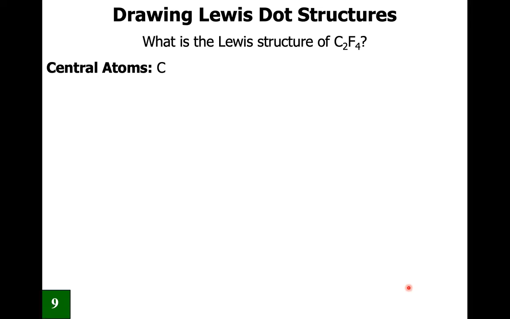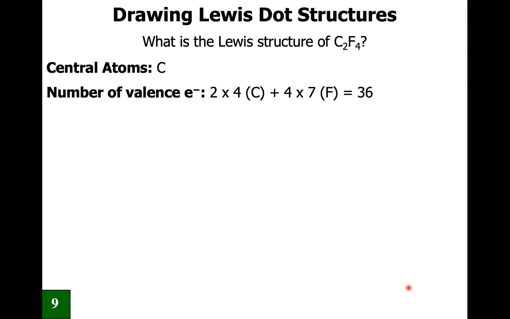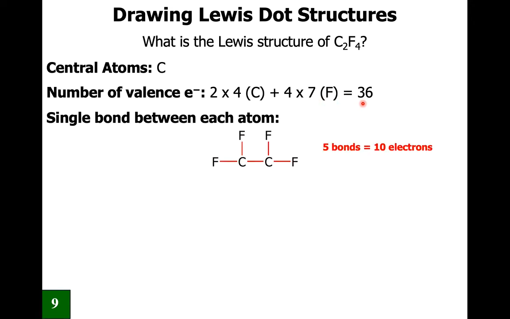All right, well, what about something like this? What's the Lewis structure of C2F4? We want to come up with the total number of valence electrons, so 2 times 4 for each carbon, plus 4 times 7 for each of the fluorines gives me 36 total. This structure has 2 central atoms. It has 2 central carbon atoms.